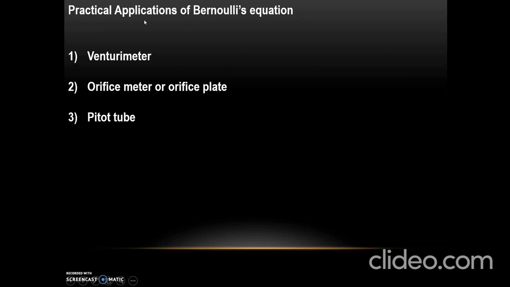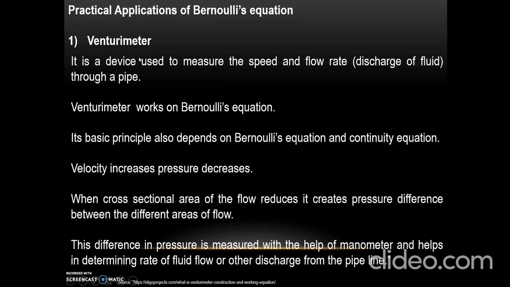Now we will study the practical applications of Bernoulli's equation. It can be used for venturimeter, orifice meter, and pitot tube. Venturimeter is a device used to measure the speed and flow rate, that is, discharge of fluid through a pipe. Venturimeter works on Bernoulli's equation. Its basic principle also depends on Bernoulli's equation and continuity equation.